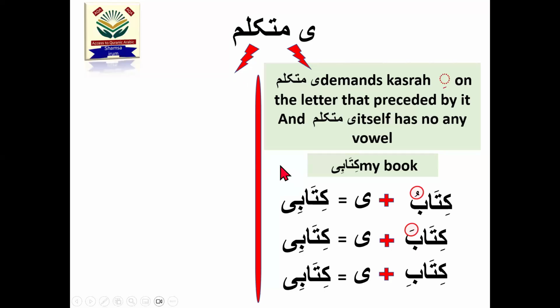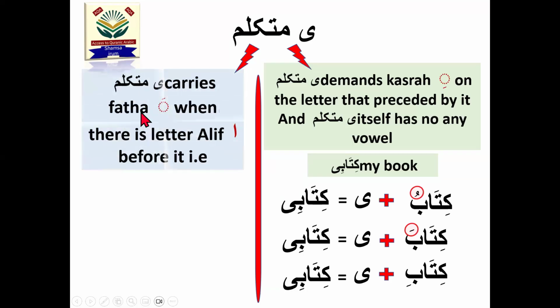Let's move toward the next rule of the Ya-Mutakallim, which is: Ya-Mutakallim carries fatha when there is the letter alif before it. If there is the letter alif before it, then Ya-Mutakallim has fatha on top of it. I will give you examples. There are very few examples in the Quran Majid regarding this, but you should know.